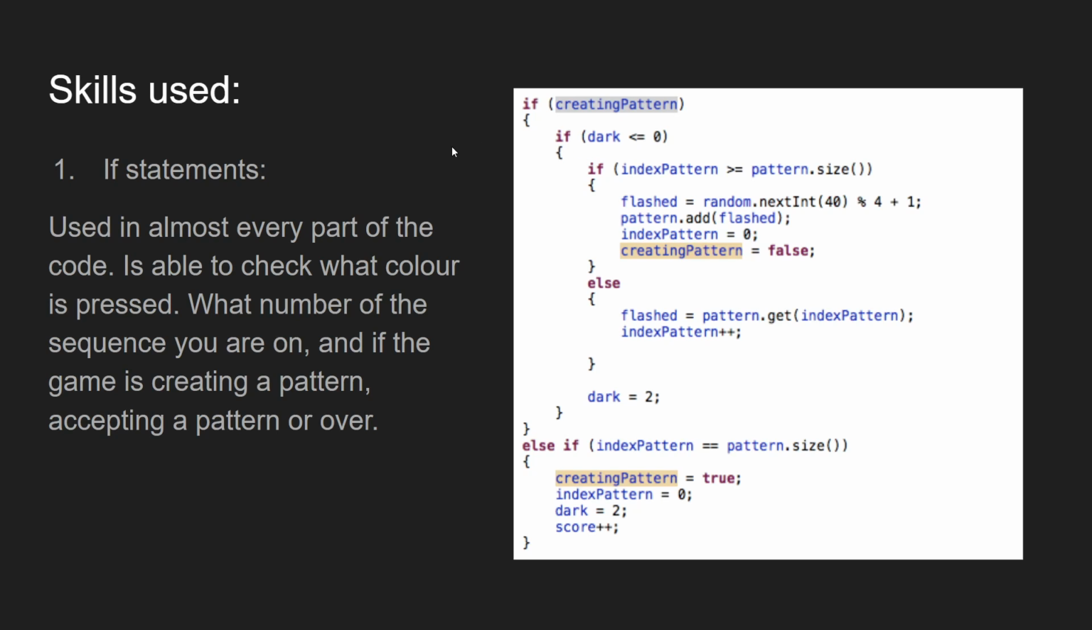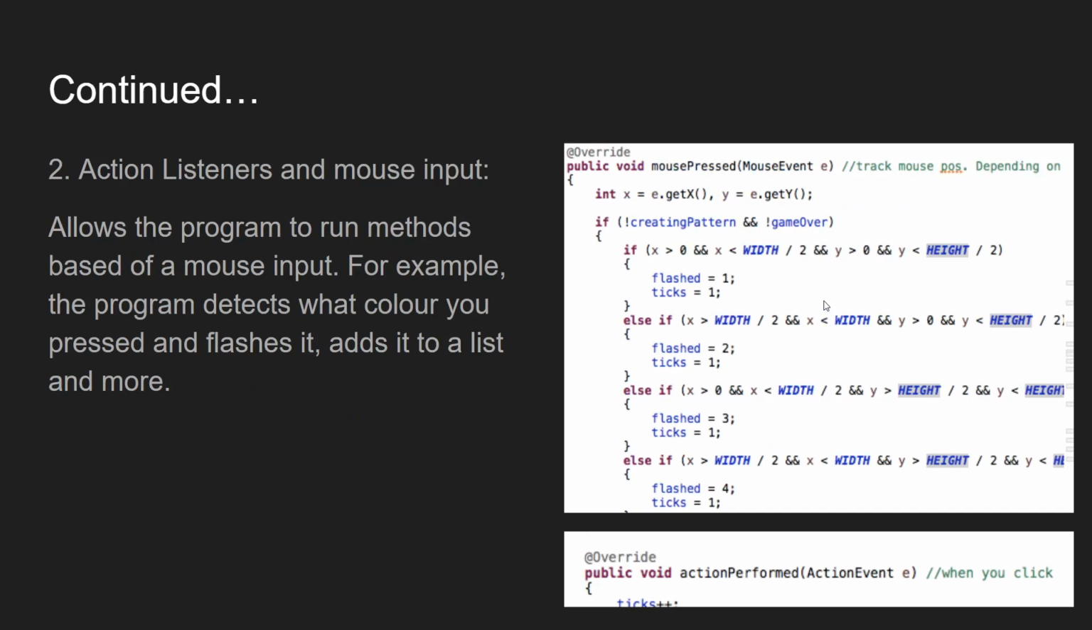Okay, so for skills used. The first skill that I use in my program is obviously an if statement. And this is basically used in almost every part of the code. It is able to check what color is pressed, what number of the sequence you are on, and if the game is creating a pattern, accepting a pattern, or if the game is over. And you can see here how it's used a lot.